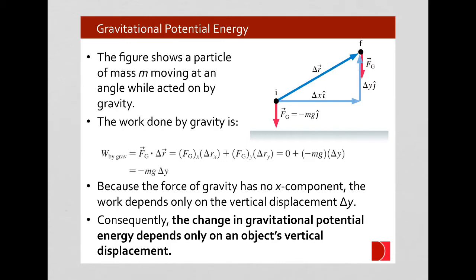But what we can conclude as a result of this is that change in gravitational potential depends only on the object's vertical displacement. It only matters how far up and down the object has moved. So we can focus on the upward and downward motion of the object. We can neglect completely any horizontal motion of the object when we're considering gravitational potential energy.